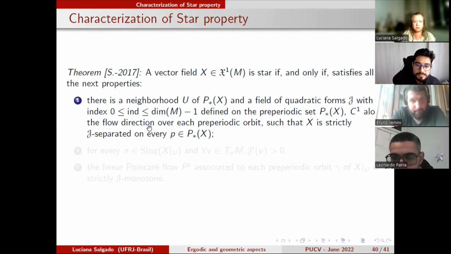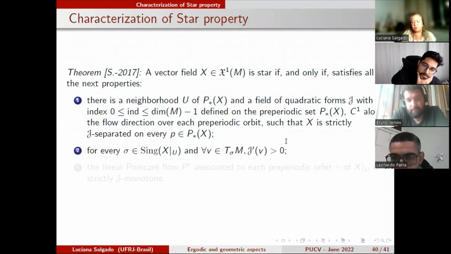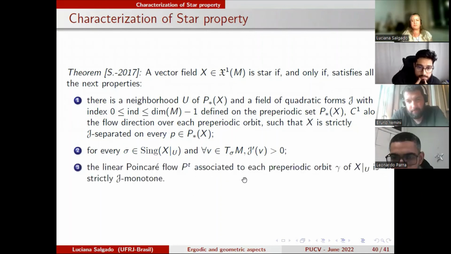And the flow is strictly separated on every P inside the pre-periodic points. The singularities are strictly monotone, which means hyperbolic, okay? And the linear Poincaré flow associated to each pre-periodic point is strictly monotone, which means that the Poincaré flow is hyperbolic over the pre-periodic points.